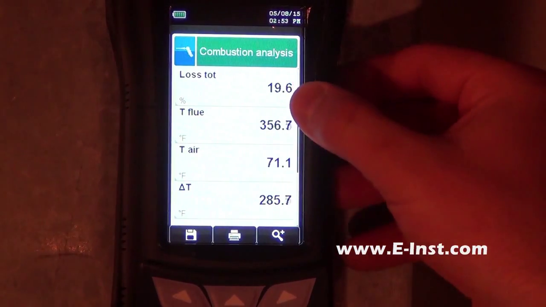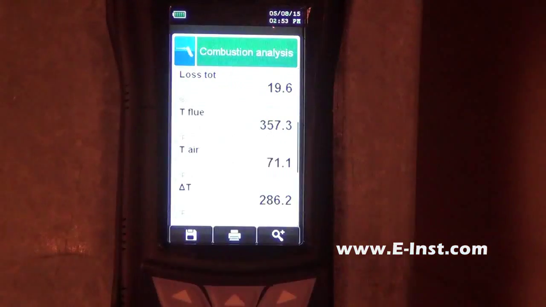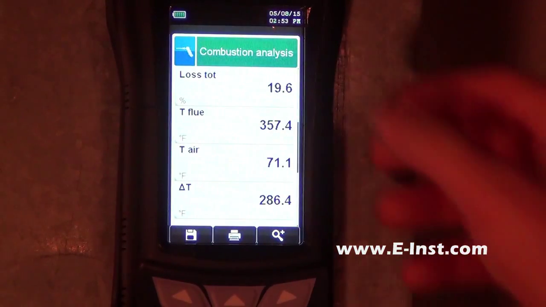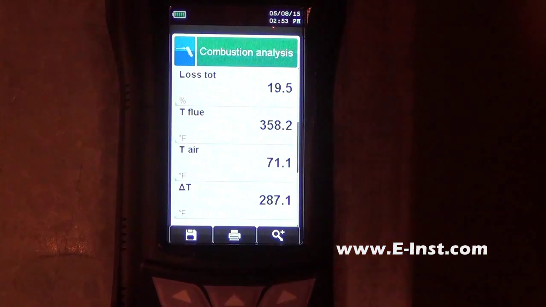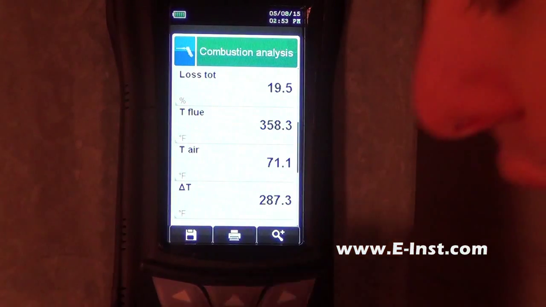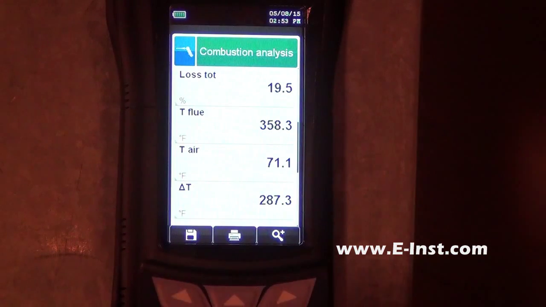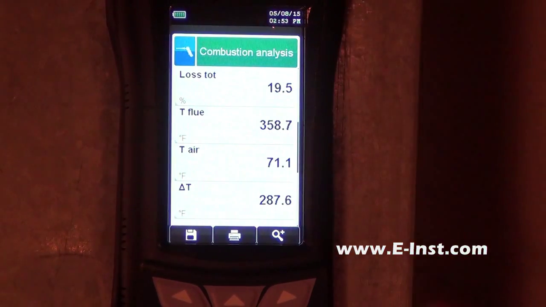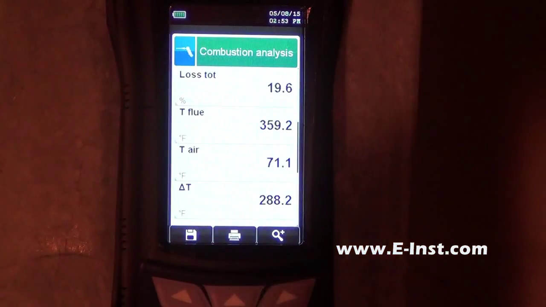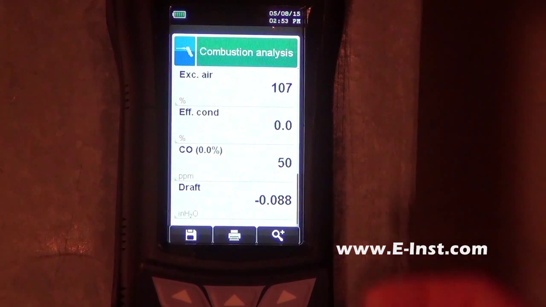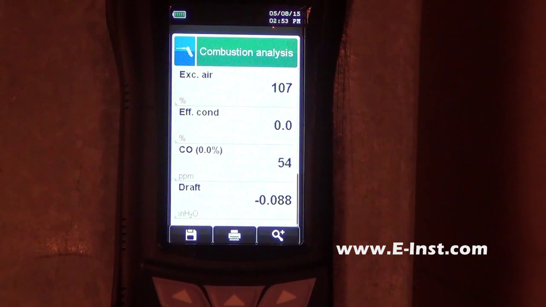Scroll down and it also gives you my percentage of losses, so it calculates based on your efficiency what your losses are. My flue temperature is 357, my ambient temperature is 71 degrees because that's my primary air coming into the furnace. If this was a condensing unit, we'd have to have the jacket on the furnace itself or on the boiler or anything like that because it's sealed combustion. This obviously is not. So it gives us a delta T or differential temperature of 287 degrees, which actually goes into your efficiency calculation. My excess air is 107%.